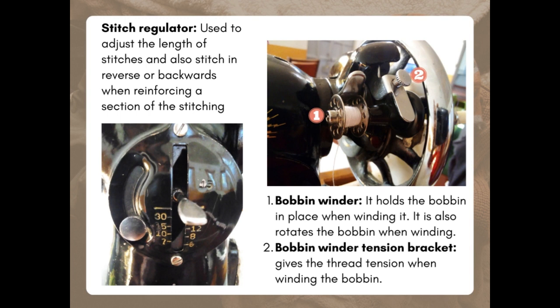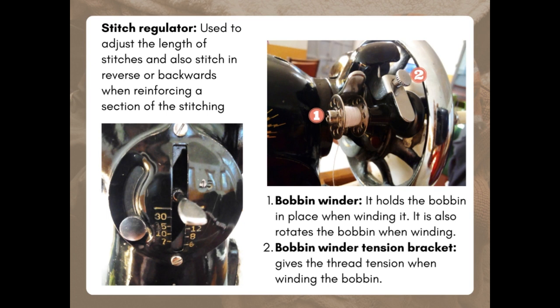So when you move the regulator to numbers 8 and 12, the stitches will not be too small or too large. These stitch sizes are therefore preferred for most stitching purposes. Larger stitches are preferred for creating gathers on fabric.